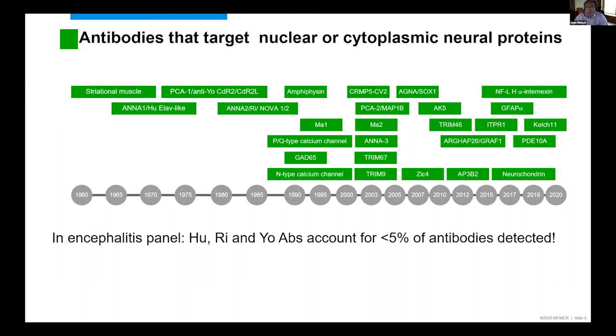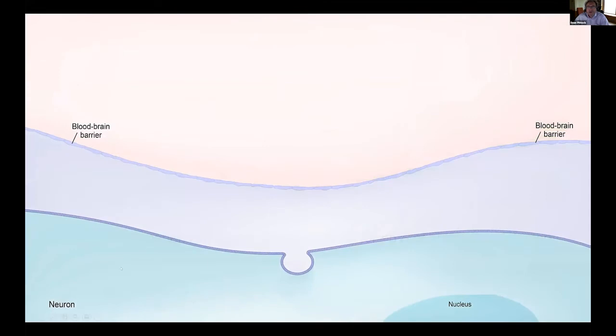Now, these are the antibodies that we're talking about at the moment. These are the antibodies that target proteins that are inside the cell. And there's many of them. Now, what does this mean? Well, this is how we think about it.